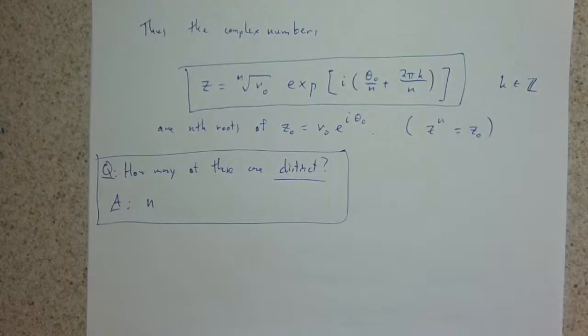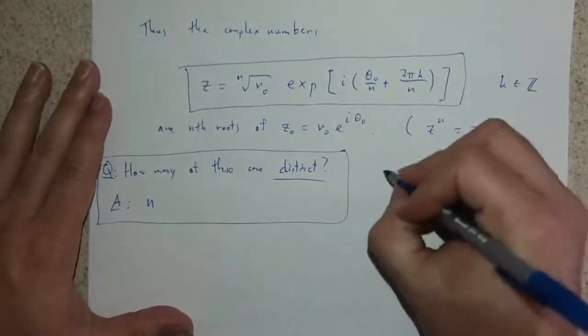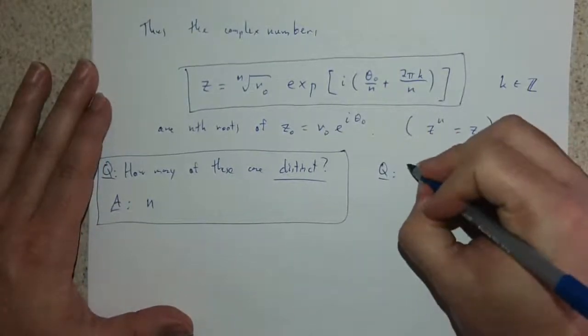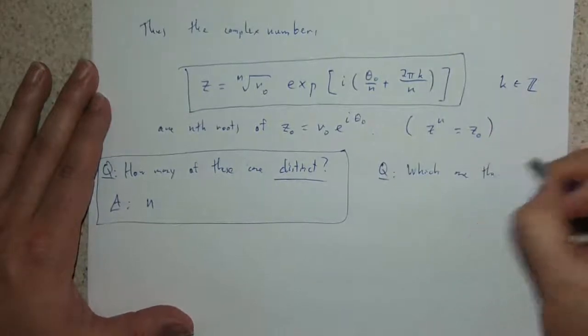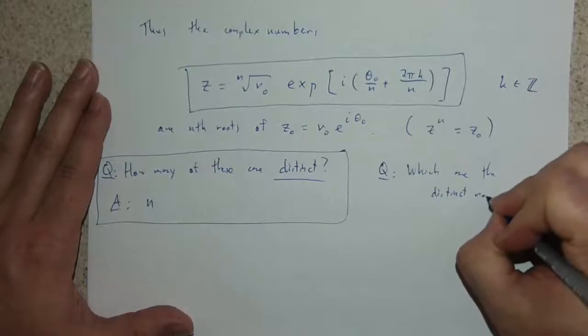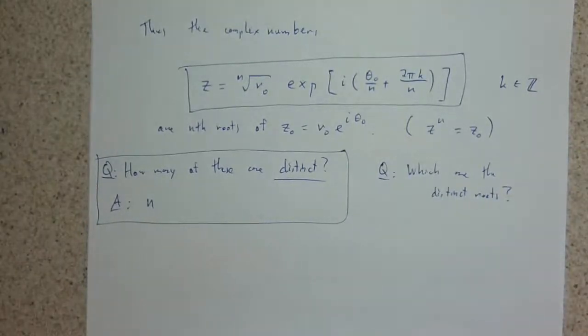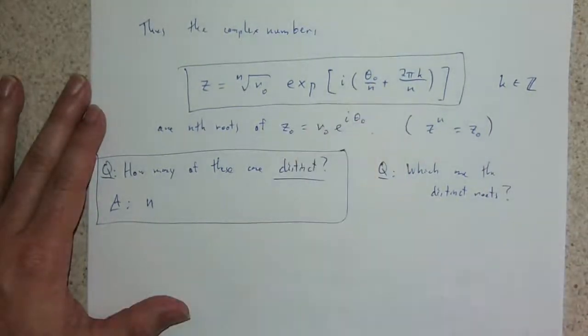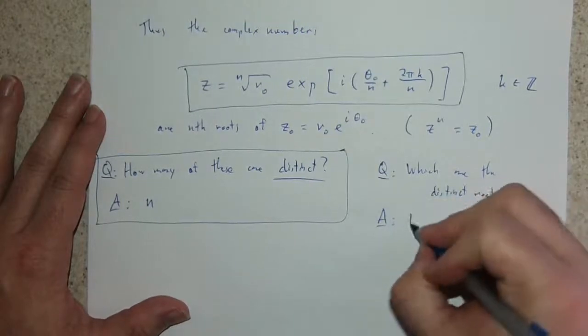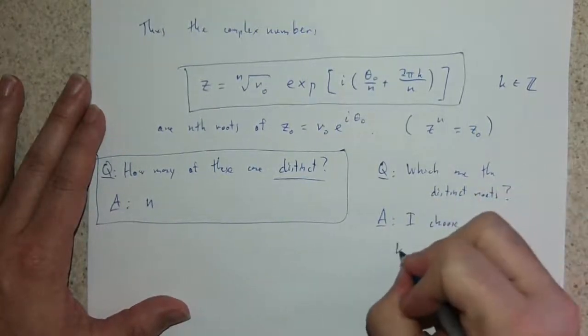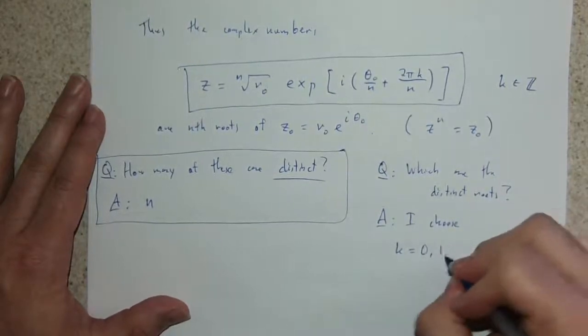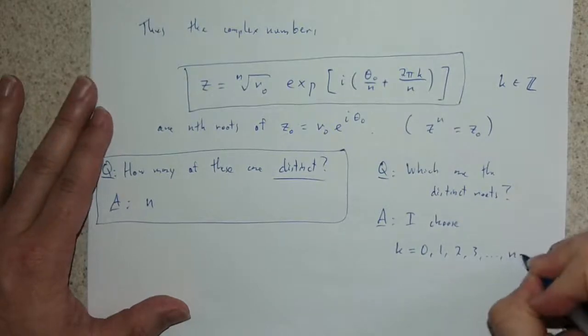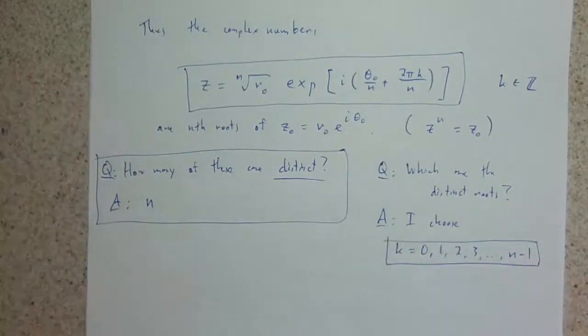All right. And so, where do I get the distinct ones from? So, second question. Which are the distinct roots? How do I obtain those from this expression? Well, the distinct roots are just the ones where k is going from 0 up to n minus 1. Okay, so if I choose k to be 0, 1, 2, 3, and so on, all the way up to n minus 1, those give me the distinct roots.